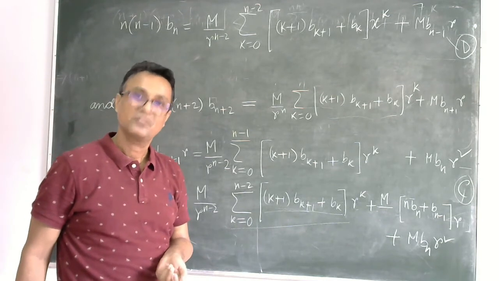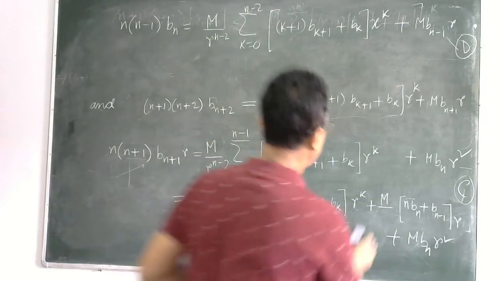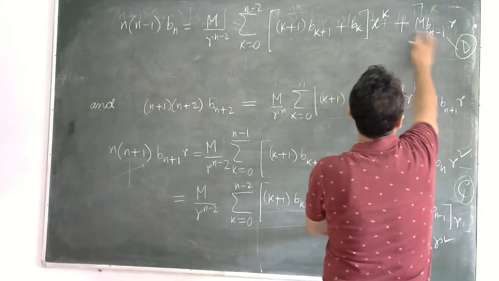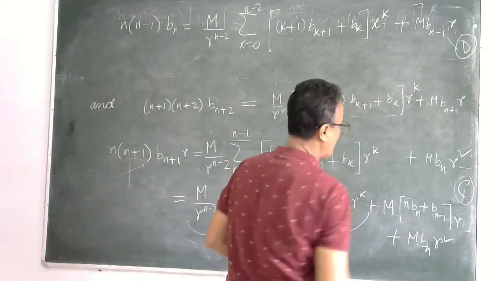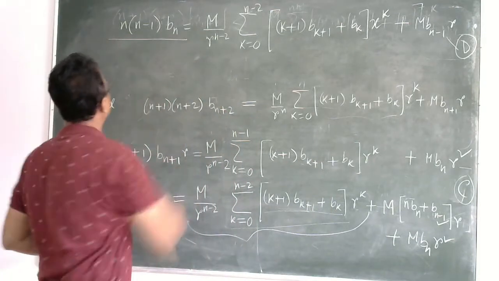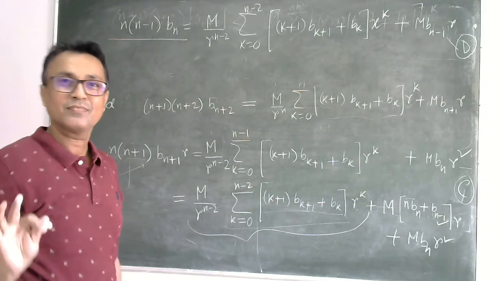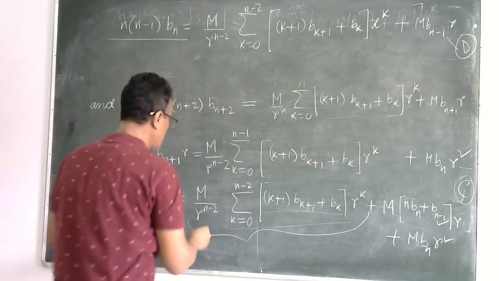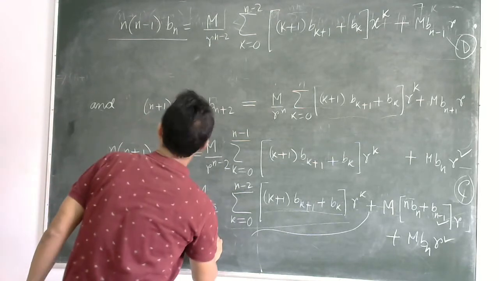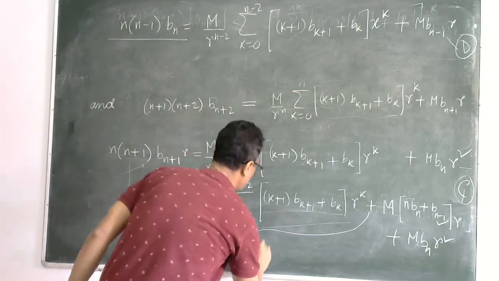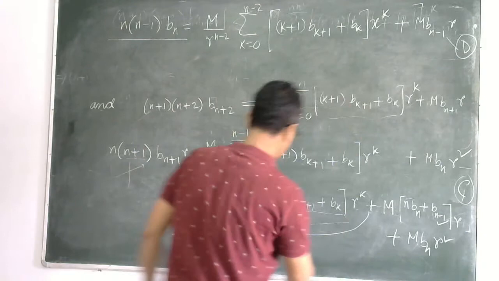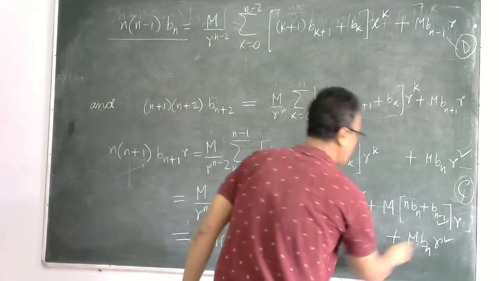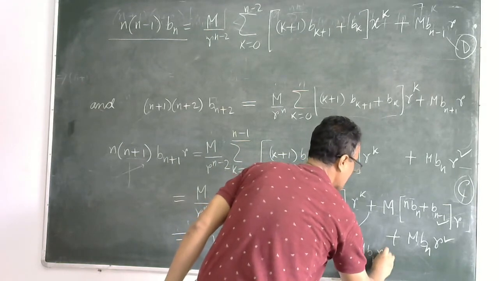Fine? Now I hope it is clear. If you look at this, you will see that I have m, b, n minus 1, r. This one along with this term is going to give me n into n minus 1 bn. Is it okay? That is why I am going to write here n into n minus 1 bn, then I am left with this extra term. I am having plus n m bn r, and then m bn r squared.